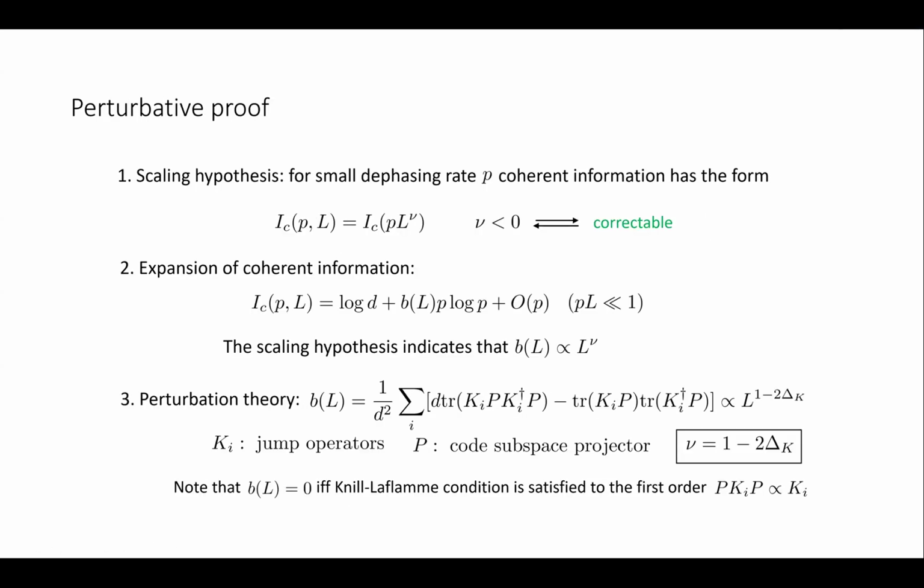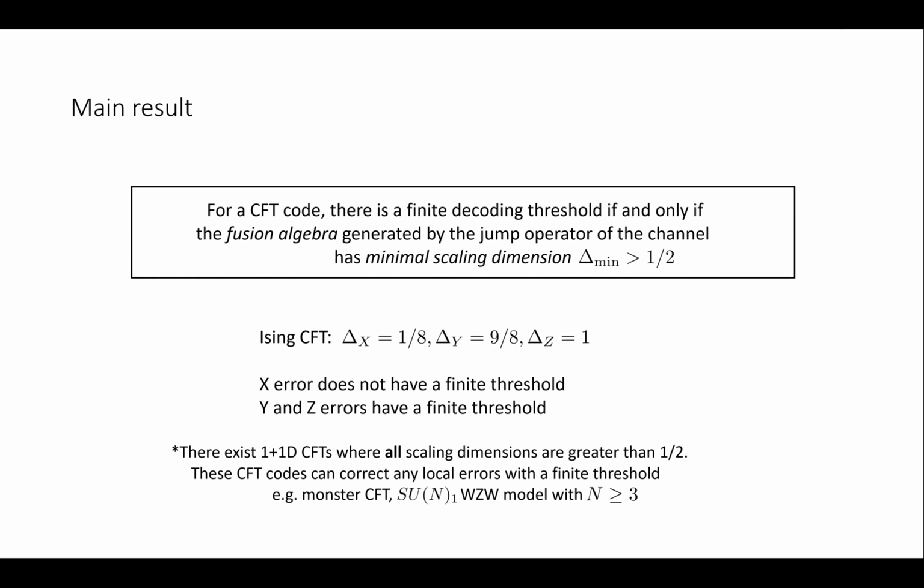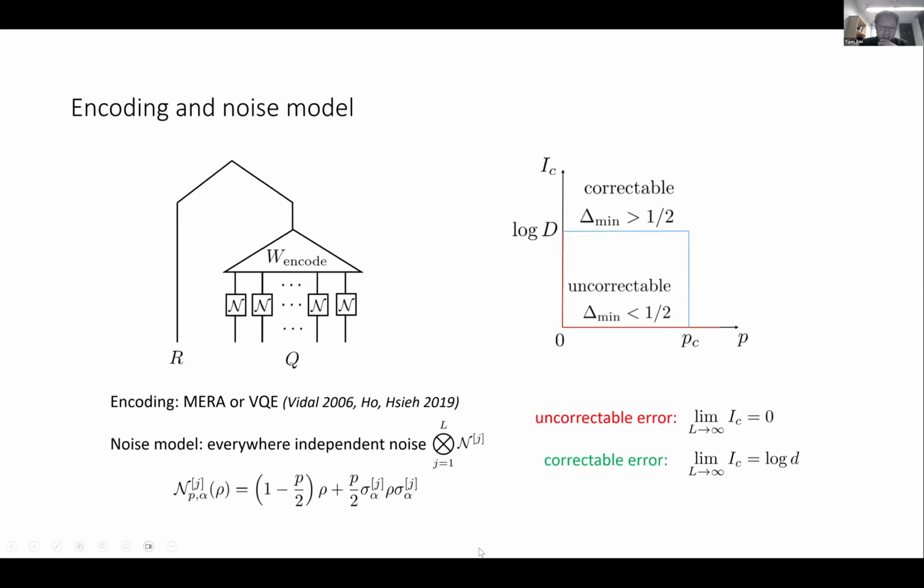Excuse me, sorry, could you please explain what is the jump operator? Oh, sorry. Yeah, the jump operator simply is the sigma alpha here, the direction of your bit flip. I see. Thanks.